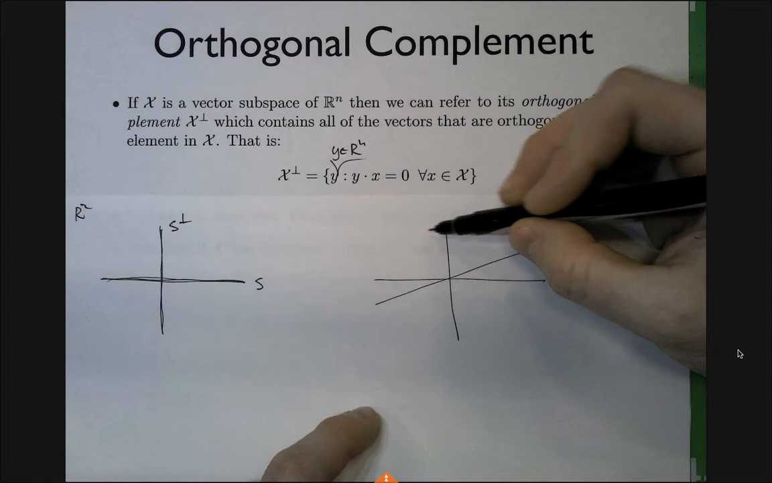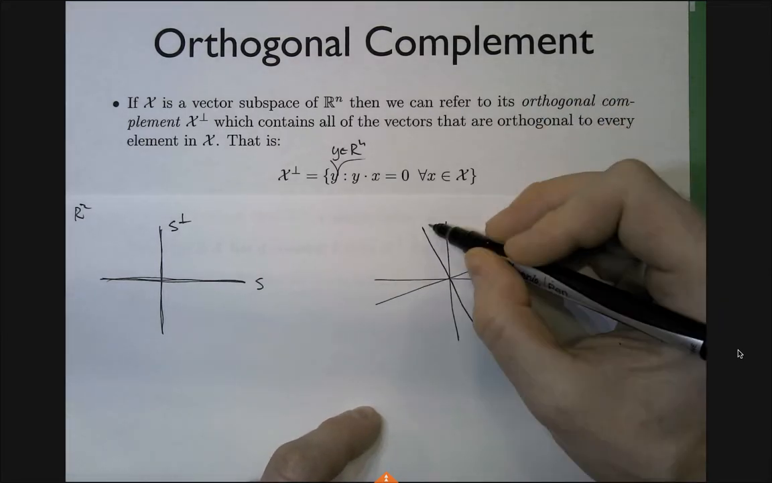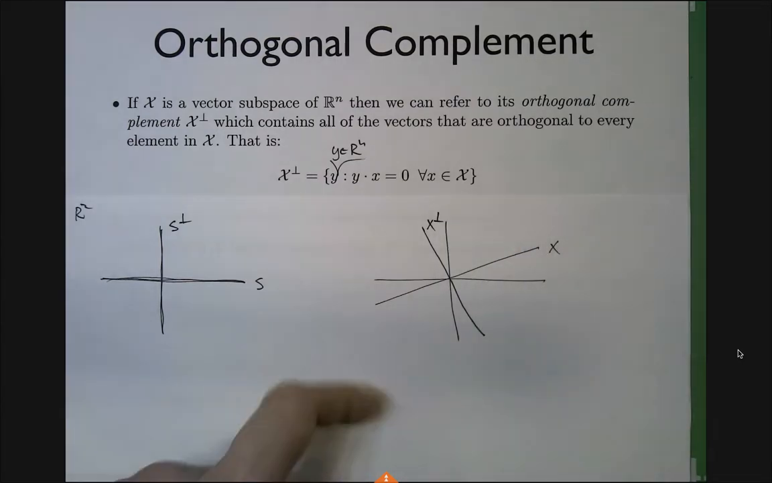Exactly, the perpendicular line. So if this is, let's call it X this time, because I called it X in the first place, this is the orthogonal complement of X, right? It gets a little more interesting in 3D. Let me not draw the 3D thing, but let's just imagine it. If I have a line in 3D, what is the orthogonal complement to it? A line passing through the origin, of course.